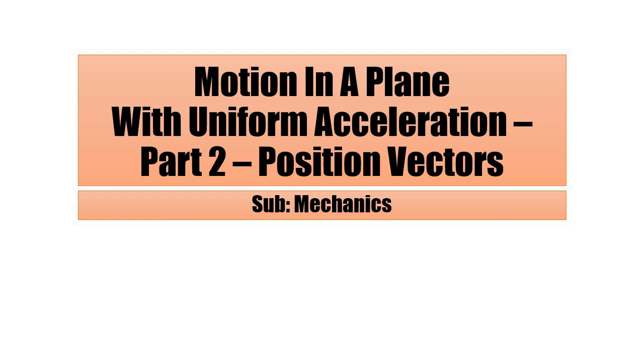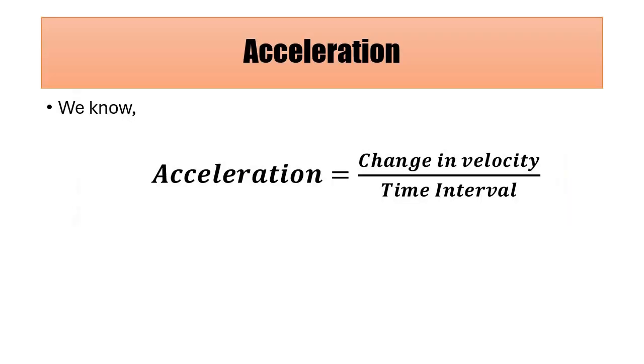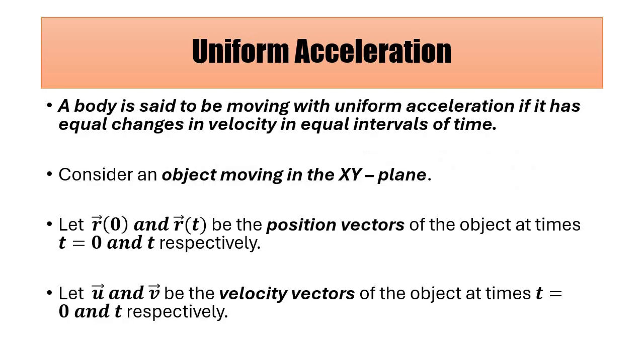So again, basic definition of acceleration, which is change in velocity by time taken. So uniform acceleration is when a body undergoes equal changes in its velocity in equal intervals of time. So here we'll go back to the concept of displacement vector with respect to the position vectors, which we have discussed in the first video related to two-dimensional motion.